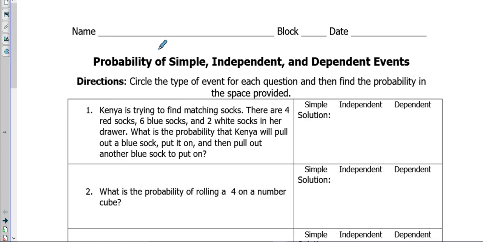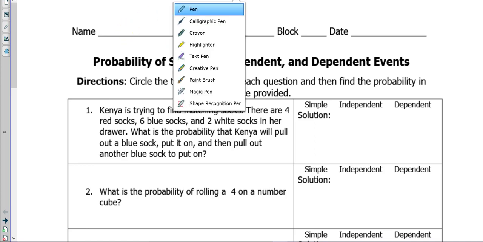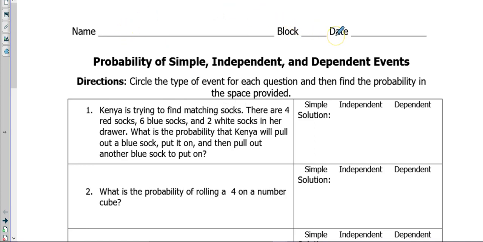So for this one, we're first going to try to figure out, is this going to be an independent, dependent, or simple event? So if we look here, we can see that this is a dependent event. So we're going to circle dependent. And it is dependent because she is putting the sock on. Because she's putting the sock on, that means she's not replacing it. And that's going to have an impact on our answer. Not replaced.